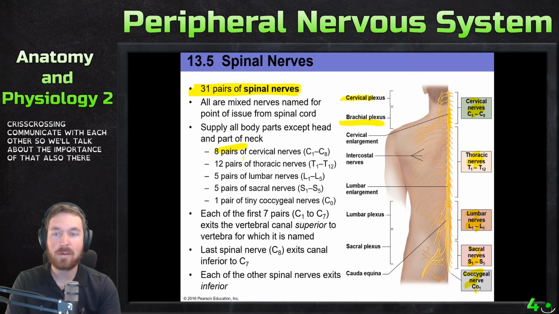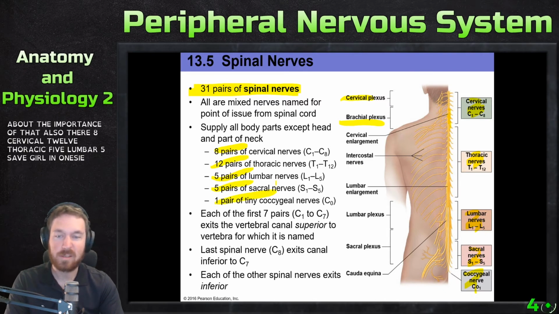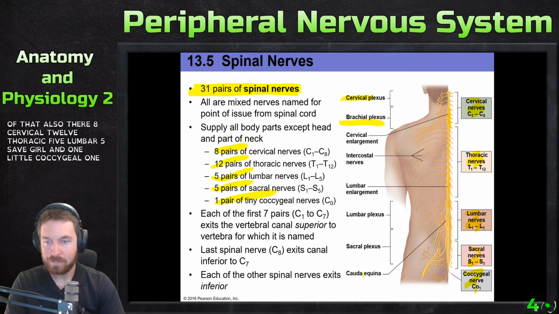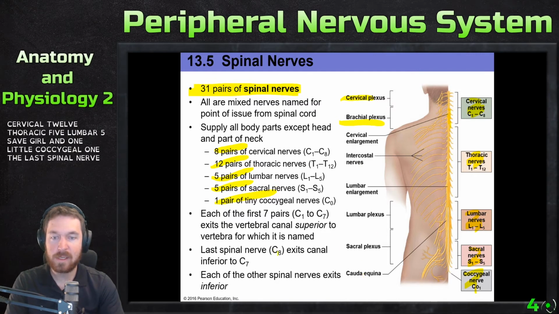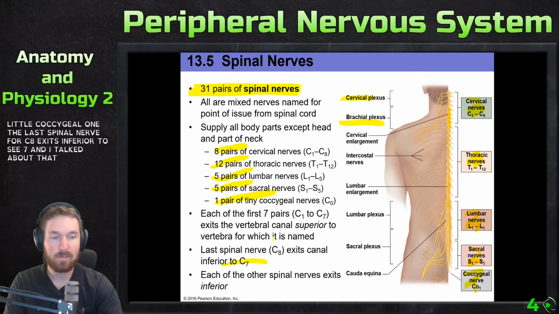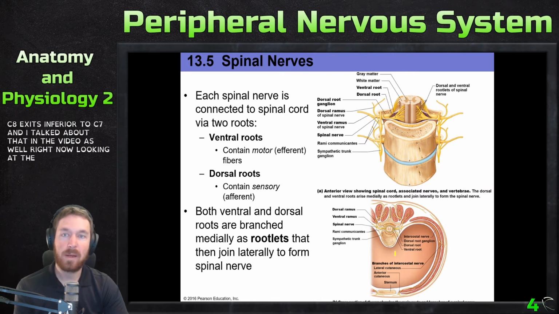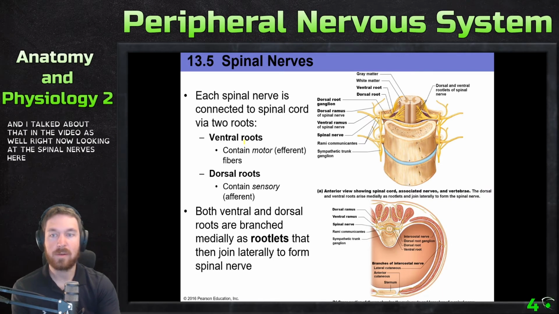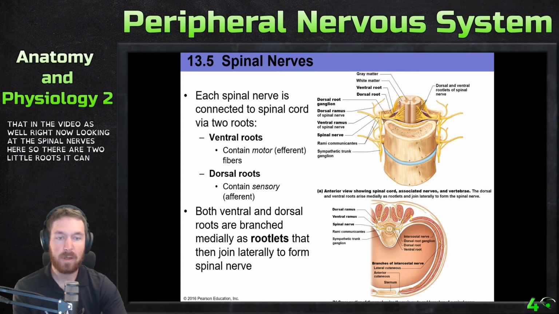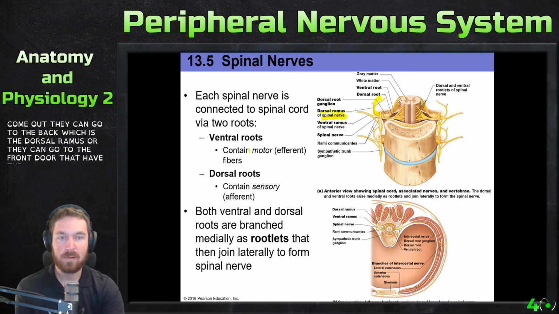There are 8 cervical, 12 thoracic, 5 lumbar, 5 sacral, and 1 little coccygeal one. The last cervical spinal nerve, C8, exits inferior to C7, and I talk about that in the video as well. All right, now looking at the spinal nerves here, there are 2 little roots they can have on them as they come out. They can go to the back, which is the dorsal ramus, or they can go to the front, or they have these little ventral roots.